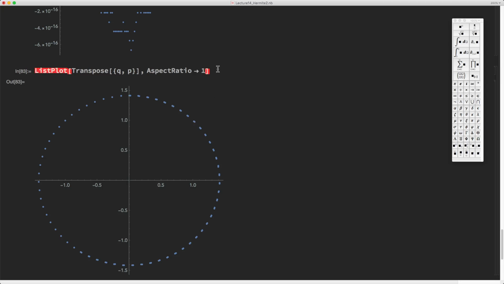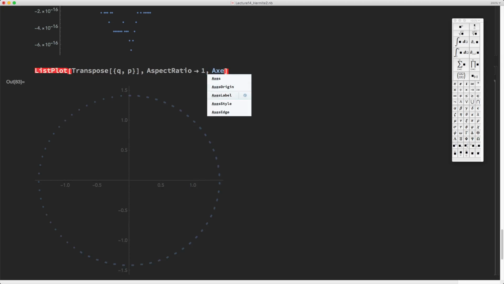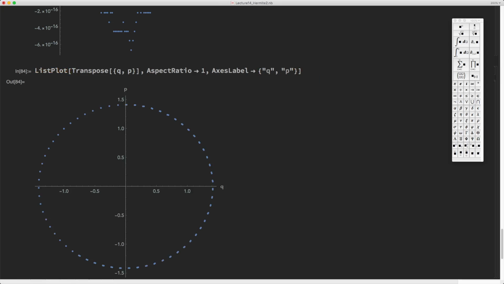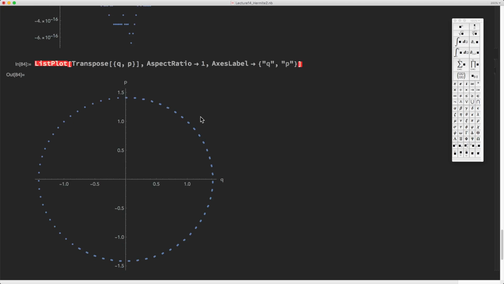And then we can also use AxisLabels, and then use q and p. Okay, so we can also join the points, if we want. But we see a very encouraging sign that this remains a circle.